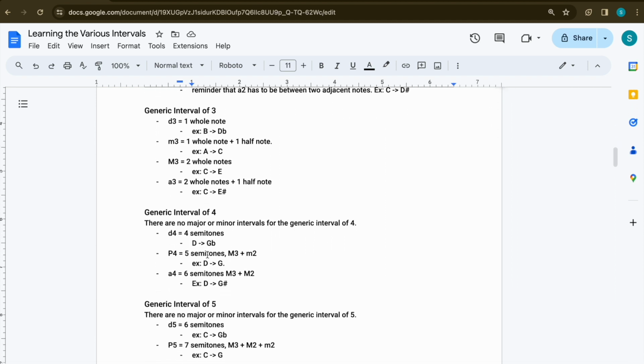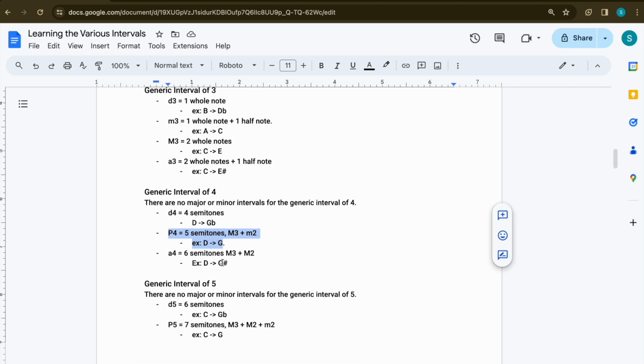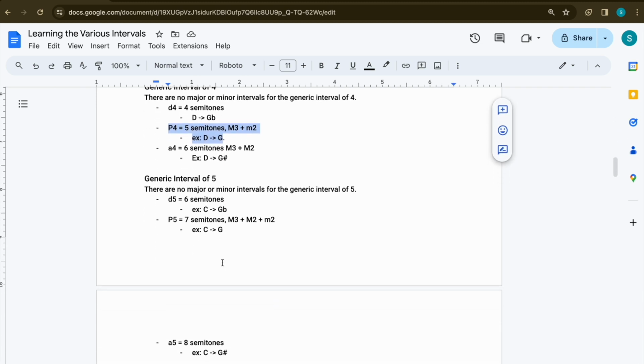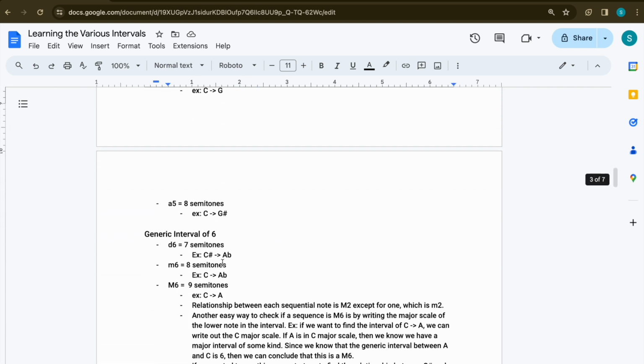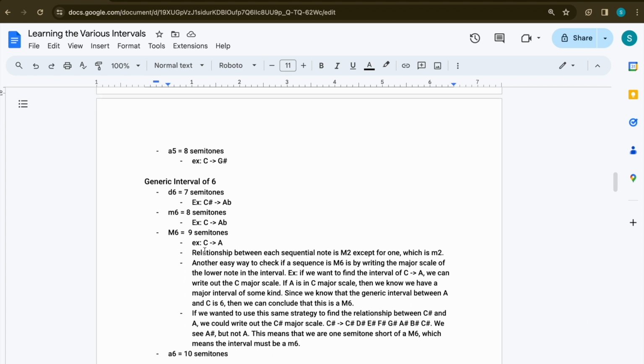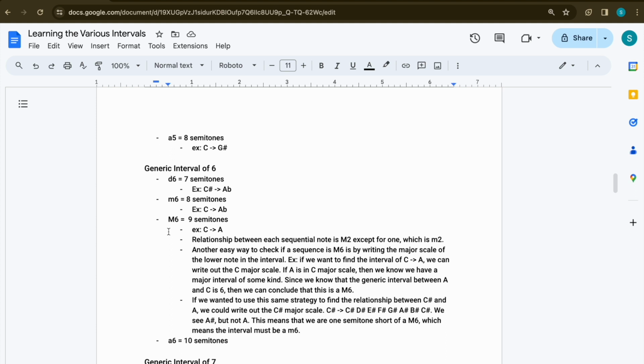So just keep going on, and then we have perfect right here. We also have, down here, I had a longer explanation just because I was just explaining something that worked for me when trying to identify notes that are further apart, so maybe like a major 6th or a major 7th.